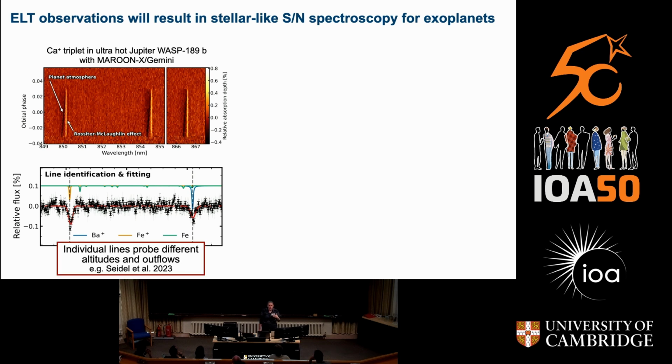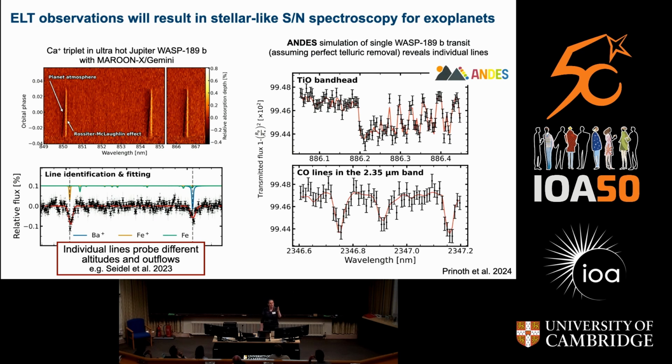But with Andes, we get all of the individual lines that form at all different places in the atmosphere. So I don't know if there are any M-dwarf fans in the audience, but this kind of spectra that we'll get, you actually see band heads from molecules. This is titanium oxide or even CO lines. And so you have lots of detail to probe what's going on in your atmosphere. And so I think this is the game-changing nature of the ELT, okay, that we're going to do stellar-like spectroscopy for exoplanets. And I think there's many things that we haven't even thought of that we will find out by doing this.